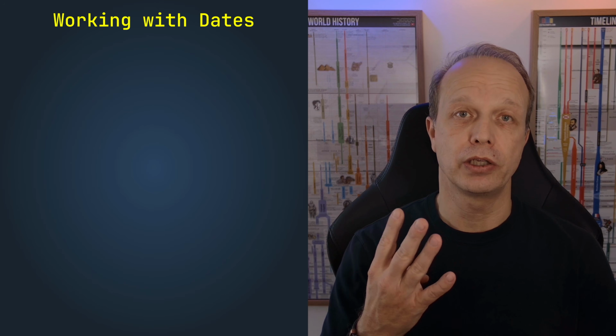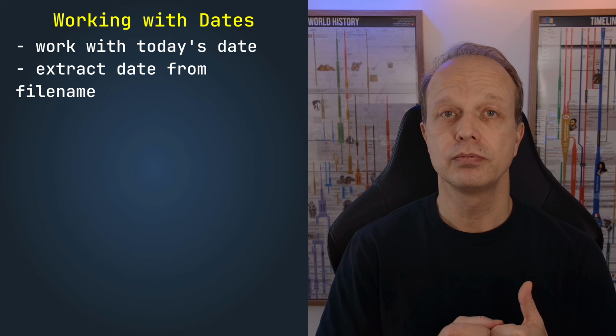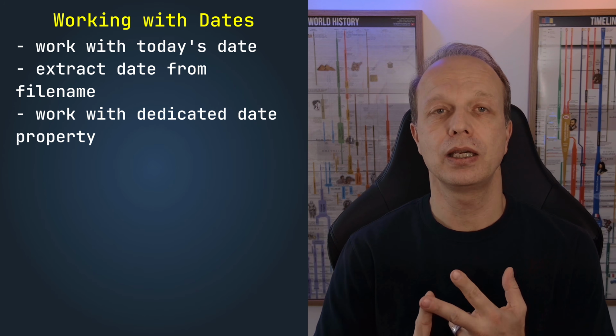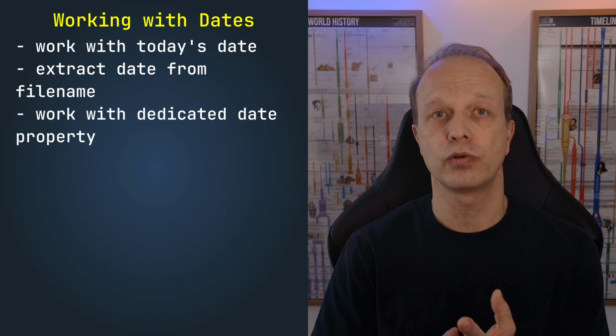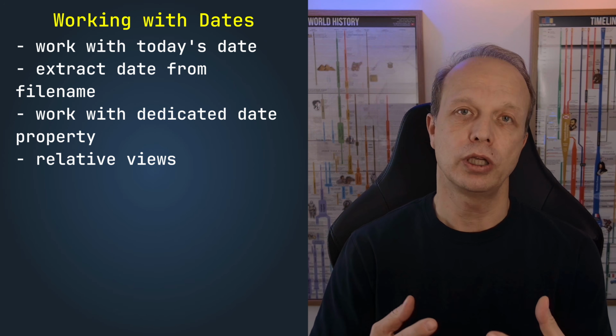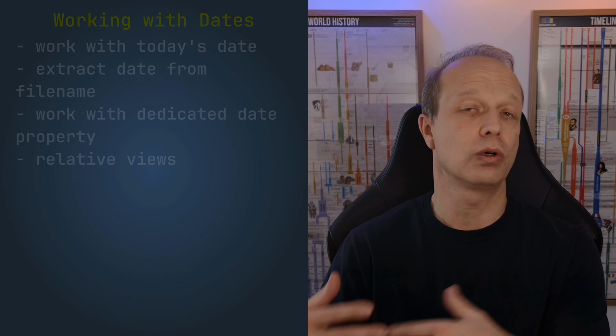Let's talk about dates and how we can work with them in bases. Working with dates can feel a little bit tricky, but it's actually quite simple once we know a few go-to formulas. Let me show you some quick wins. We are going to cover 4 things: how to work with today's date, how to extract a date from a file name, how to work with a dedicated date property in our node's front meta, and how to build relative views like today, yesterday, or this week, or last year.